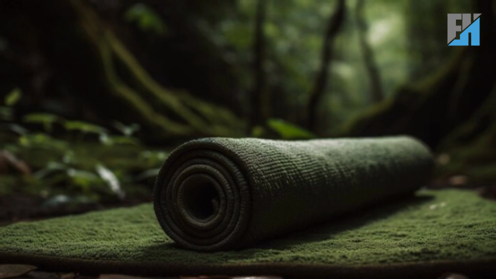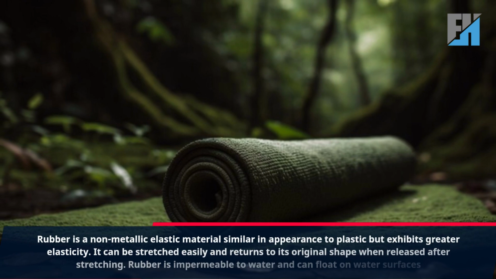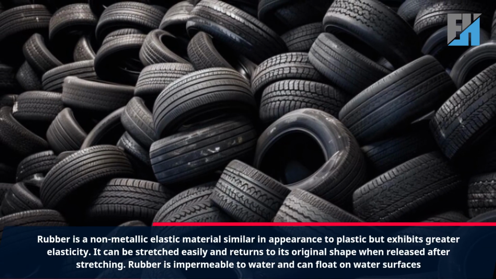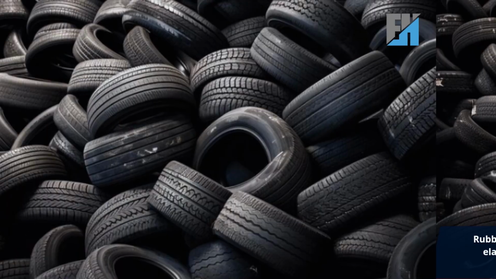Rubber is a non-metallic elastic material similar in appearance to plastic but exhibits greater elasticity. It can be stretched easily and returns to its original shape when released after stretching. Rubber is impermeable to water and can float on water surfaces.